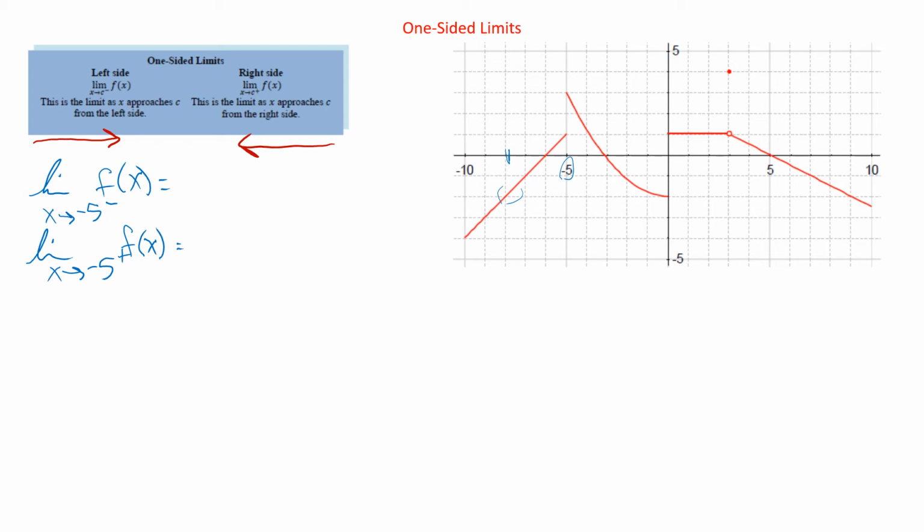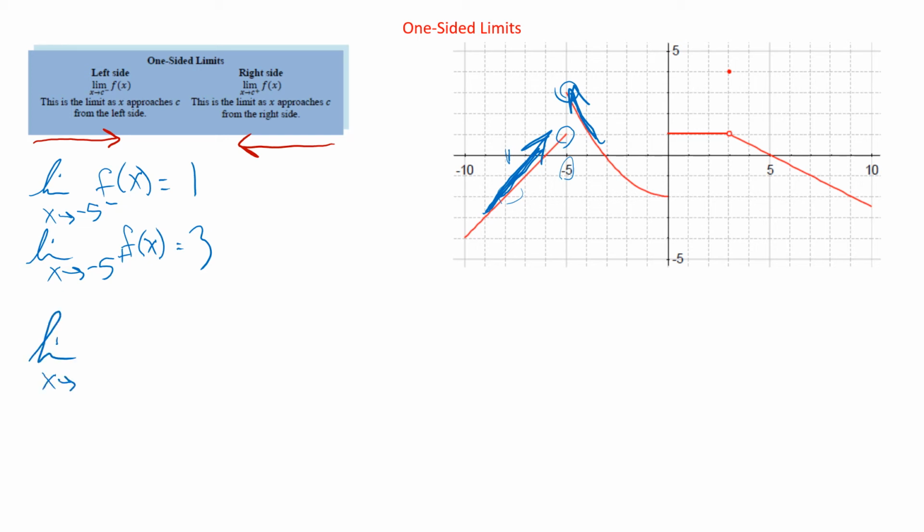So from the left, if we're following the line this way, where is it going to? It's going to right here. That would be 1. From the right, we're following the line this way, which is going up here, which is going to be 3. So the left side limit, as x is going to negative 5, is 1. The right side limit is 3. We have a couple more here. We have as x is going to 0. Let's look at that one next.